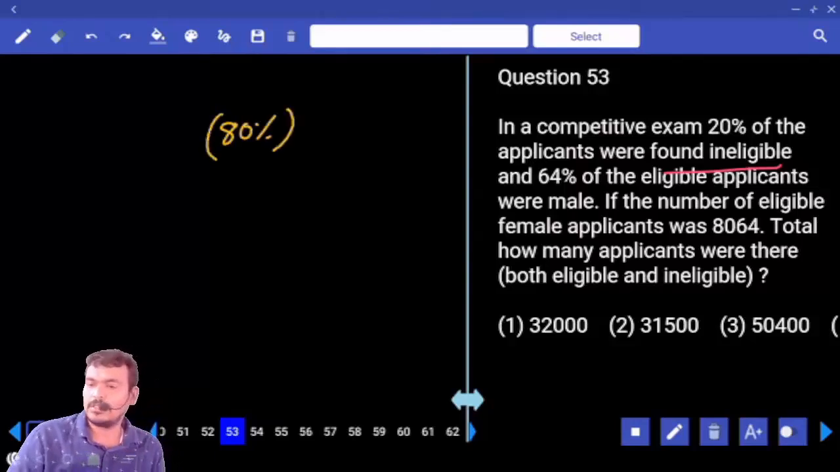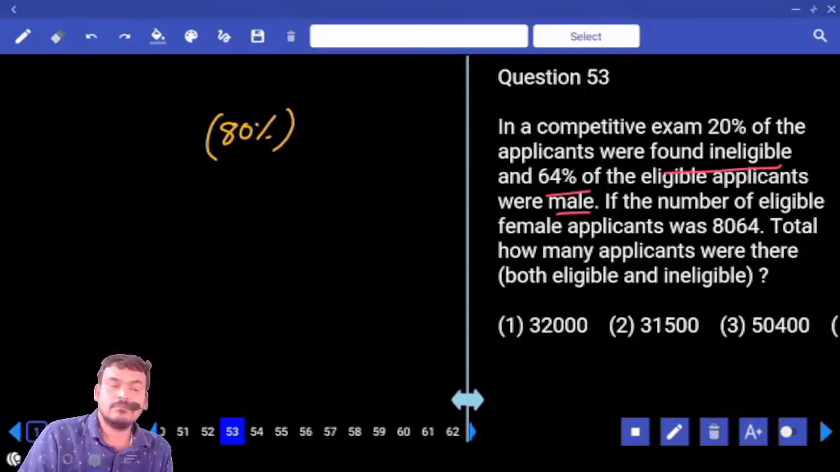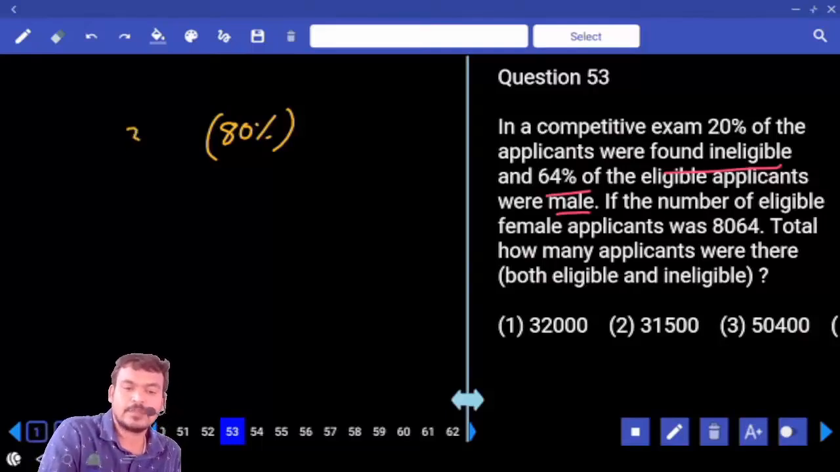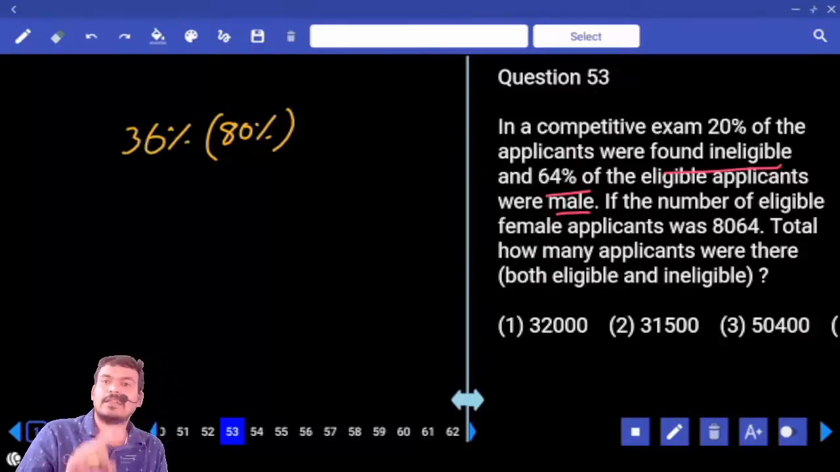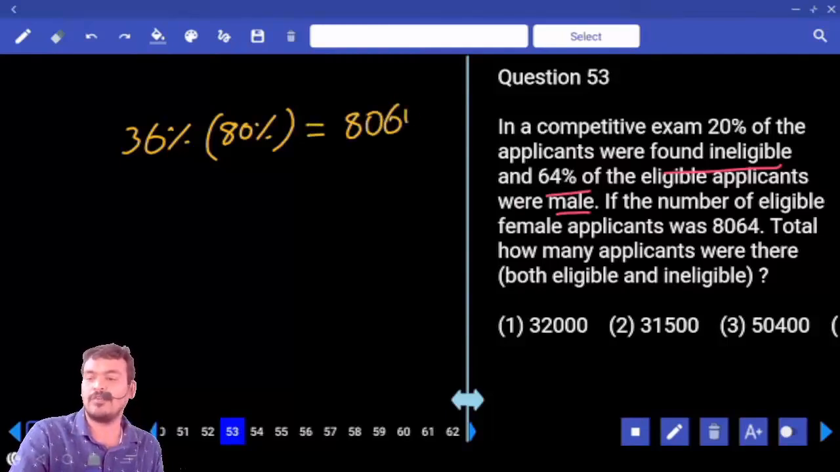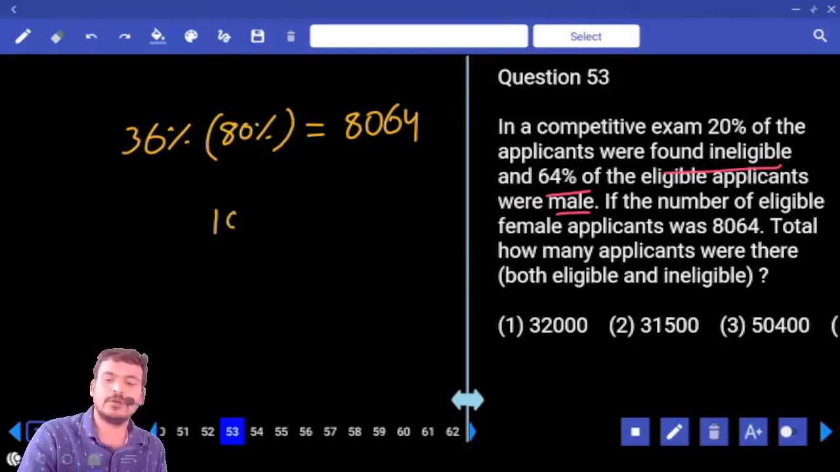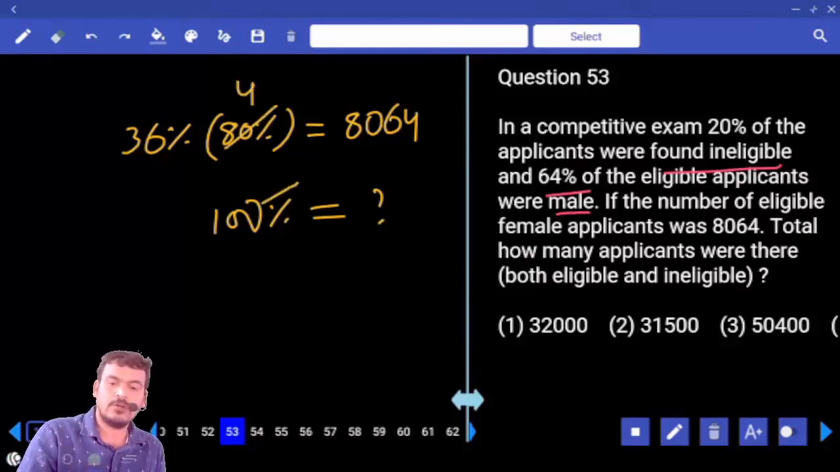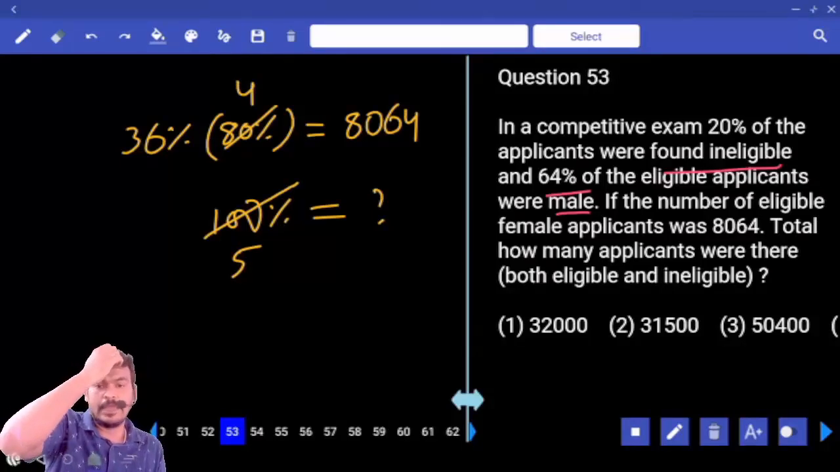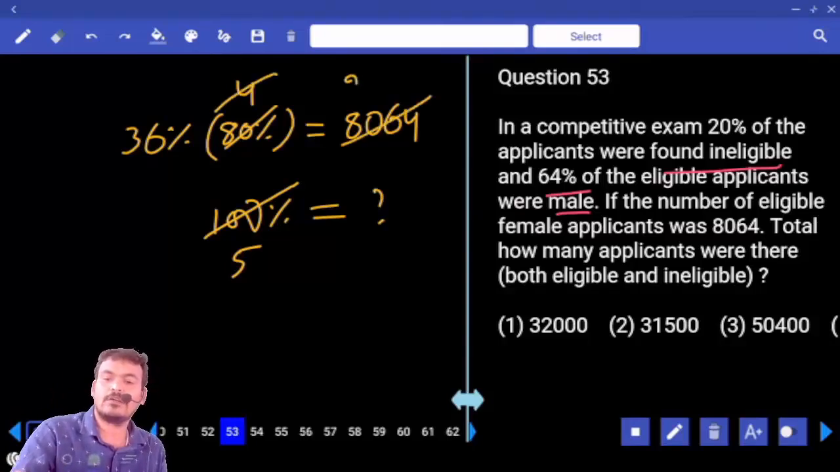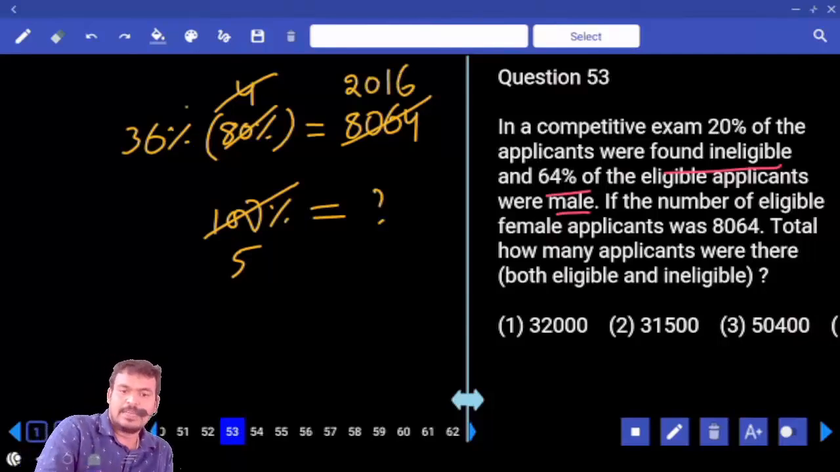Out of eligible, 64% are which one? Male value. Means female value 36%. 36% of which one? 80% or not? 36% of 80% means those are female eligible or not? Female eligible value. What is the female eligible value? 8064. We require total or not? Total means how much percent we need? 100% or not? 20 how many times 80? 4 times. 20 how many times 100? 5 times or not? Again 4 how many times 80? 20 times 1 6 or not? Okay. Next 36.